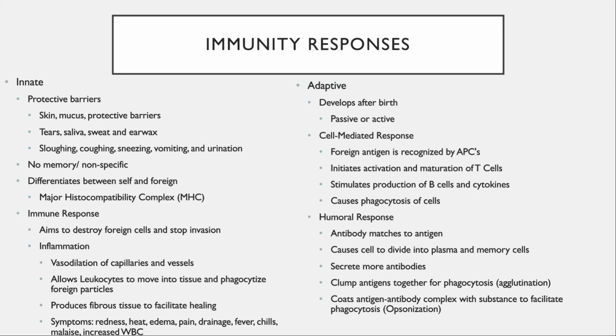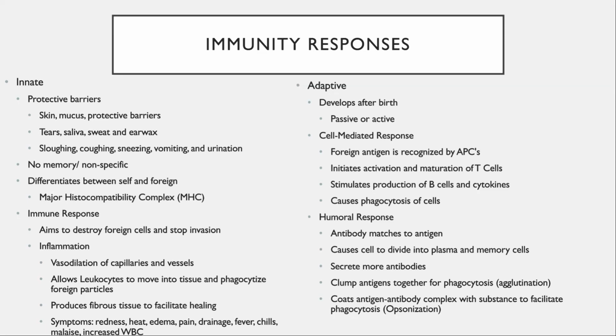The second response is the humoral response, and this is when the antigen matches to an antibody. When they bind together, this causes the cell to divide into plasma and memory cells to secrete more antibodies. The antibodies then, once they bind to the antigens, clump together, and this is called agglutination. And then the clump of cells can be phagocytized.